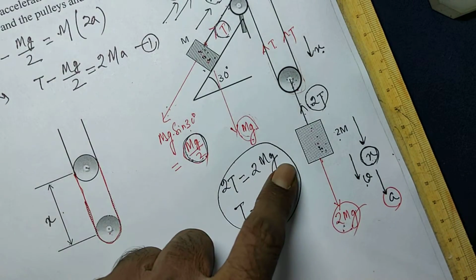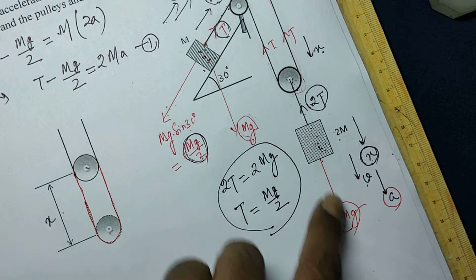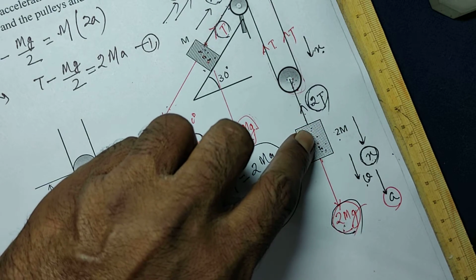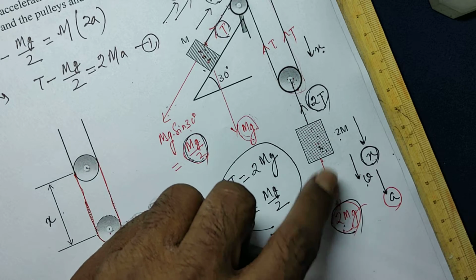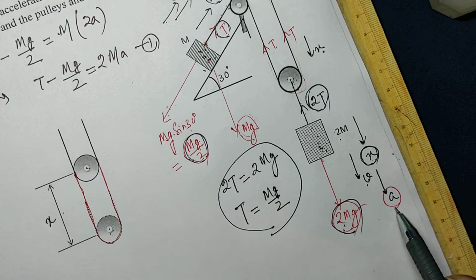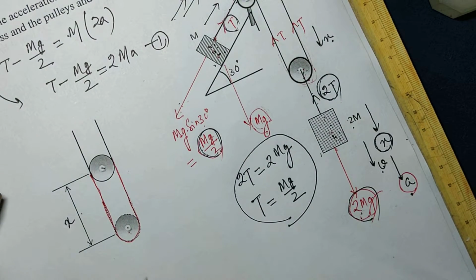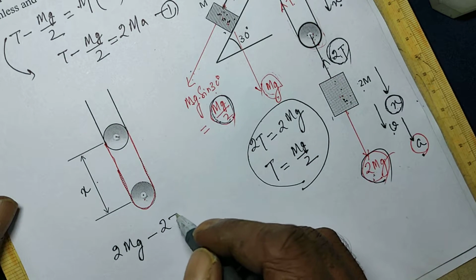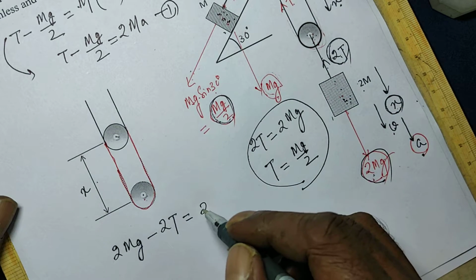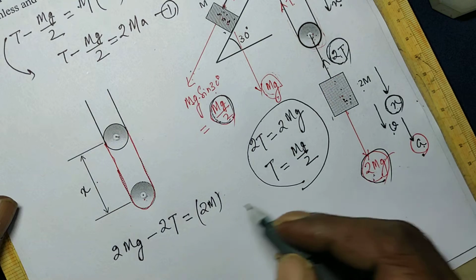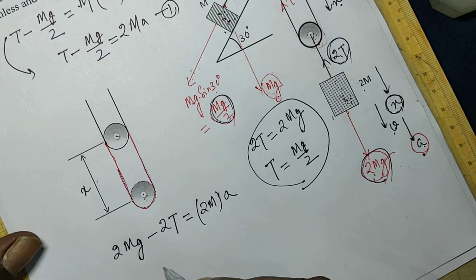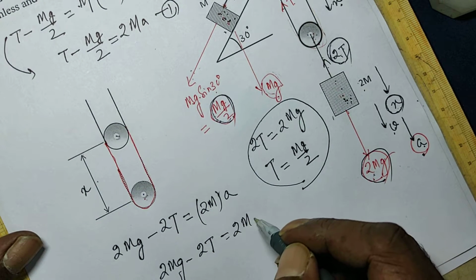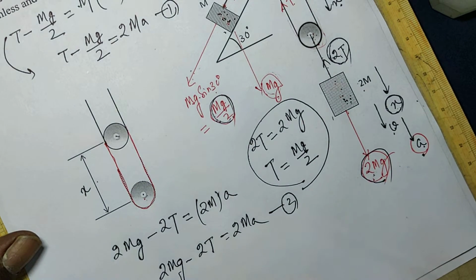Now since this is going up, this mass will fall down. So your 2mg must be more than 2T. Then there will be a net force to this side, and the net force will be its mass times the acceleration. So for this mass, I write 2 times mg minus 2 times T equal to its mass 2m times its acceleration a. This comes out to be 2mg minus 2T is equal to 2ma. That is your equation number 2.